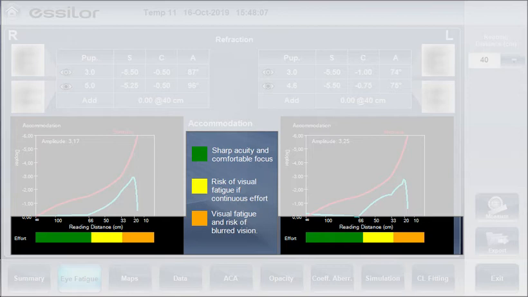In green, sharp acuity and comfortable focus. In yellow, risk of visual fatigue if continuous effort. In orange, visual fatigue and risk of blurred vision.